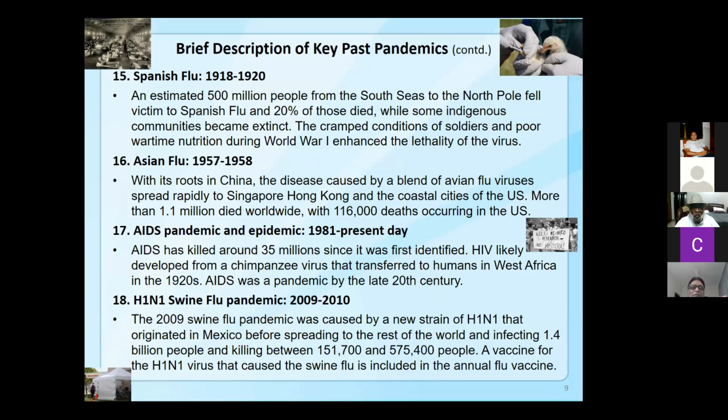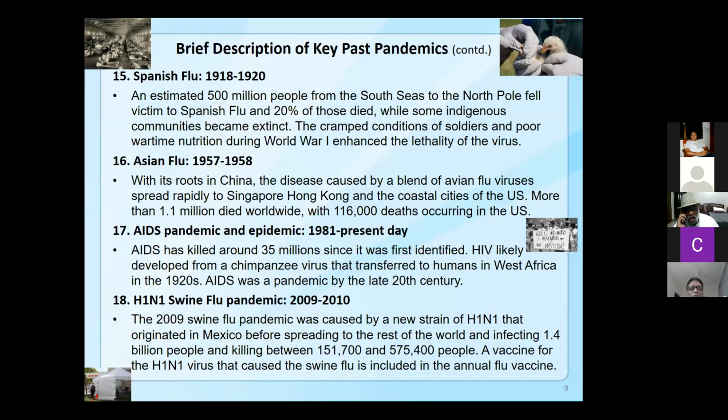Then we moved to 1957-58. With its roots in China, the Asian flu, a disease caused by a blend of avian flu viruses, spread rapidly to Singapore, Hong Kong, and the coastal cities of the US. More than 1.1 million died worldwide, with just 116,000 deaths occurring in the US itself.